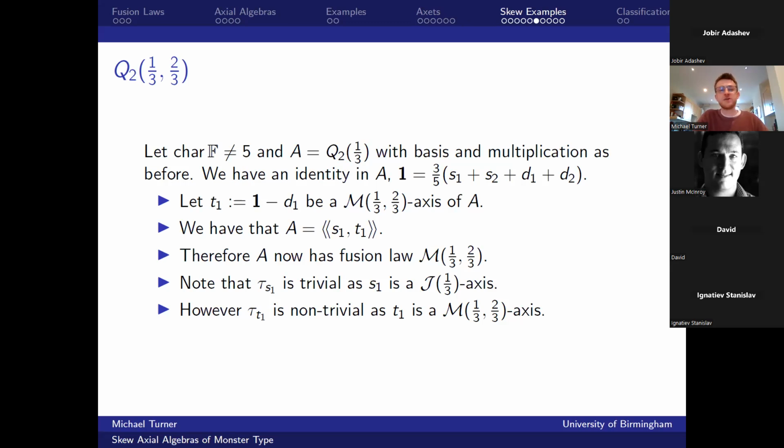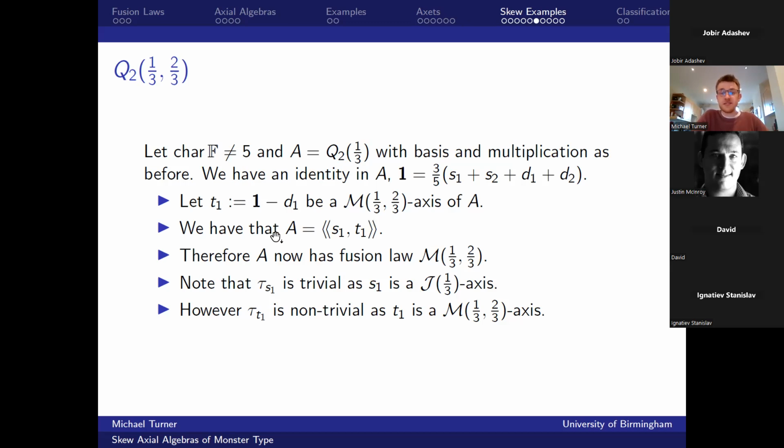We have an identity because we're not in characteristic 5. The identity is going to be 3/5 times S1 plus S2 plus D1 plus D2. Now we can then twist the D1 element by the identity. So we define T1 to be equal to 1 minus D1. And now this is going to be an axis of monster 1/3, 2/3. So before, D1 was an axis of monster 2/3, 1/3. So we've basically swapped alpha and beta around.